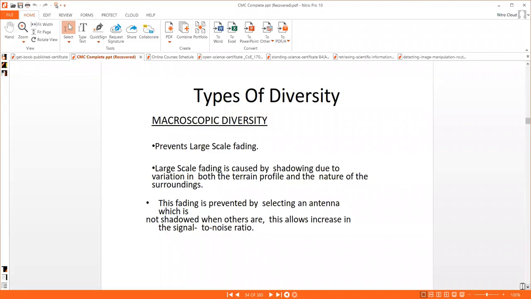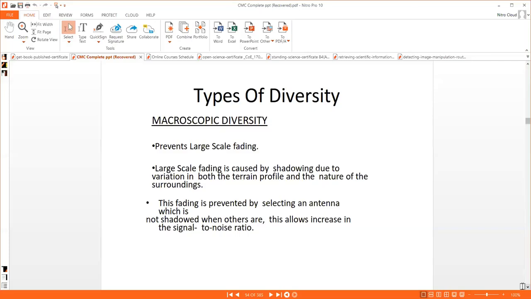What are the surroundings in a particular given area? This particular large-scale fading is going to be caused by them. Now, how is this going to be prevented? Here it is prevented by selecting an antenna which is not shadowed when others are.